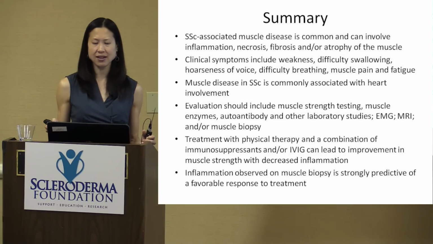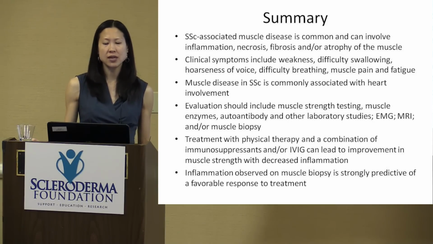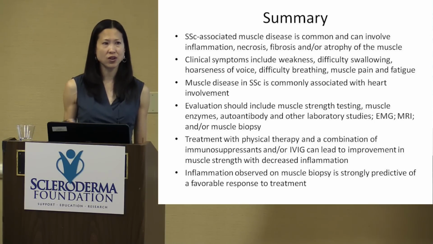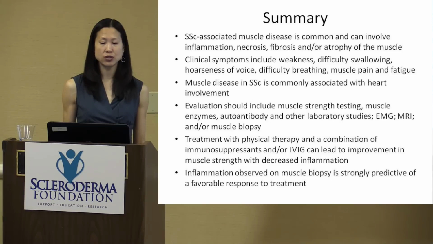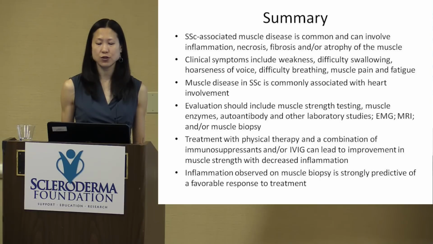Okay, this is my last slide, summary slide. So scleroderma-associated muscle disease is common and can involve various features on the muscle biopsy, including inflammation, necrosis, fibrosis, and or atrophy of the muscle. Clinical symptoms include muscle weakness, difficulty swallowing, hoarse voice, difficulty breathing, muscle pain, and fatigue. And muscle disease is commonly associated with heart involvement, so your heart should be evaluated if muscle inflammation is found.